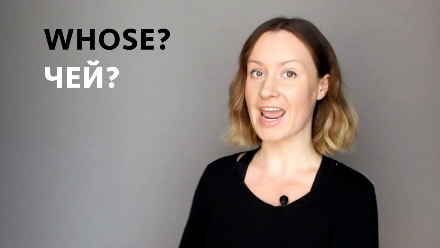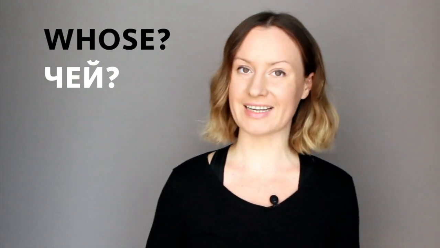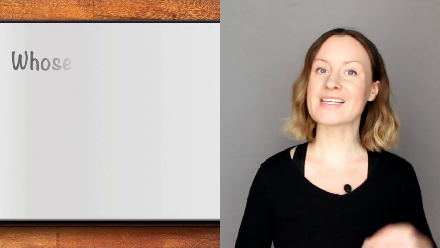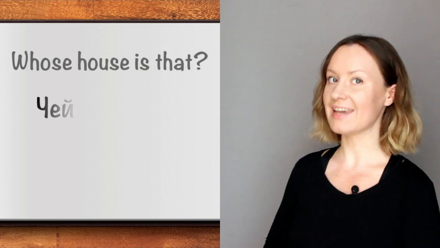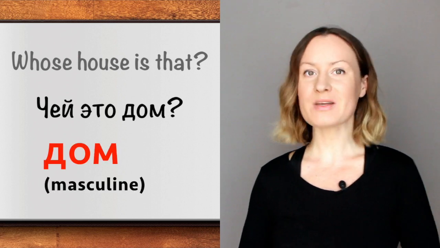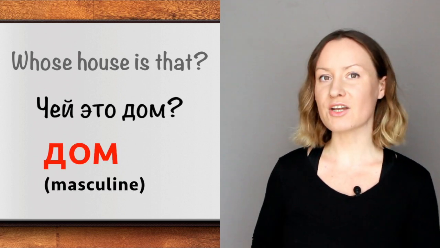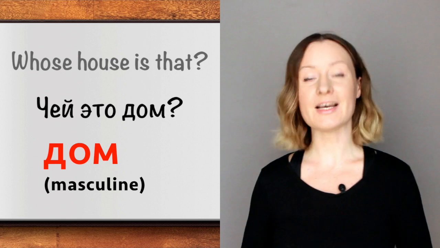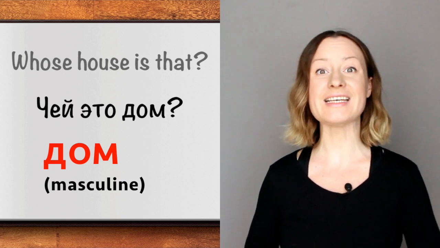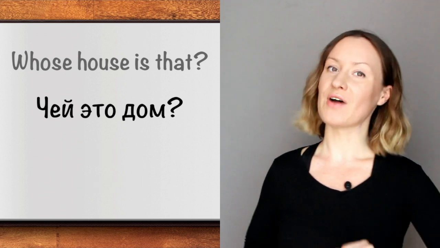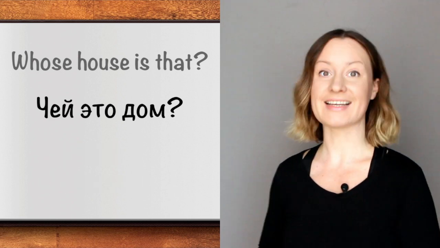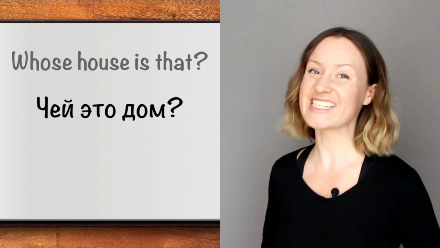So for example, chey is the form for masculine. For example, if you want to ask whose house is that, in Russian it would sound something like чей это дом. Dom in Russian is masculine. The termination is a consonant, no vowel. So when the termination of a noun is a consonant, it's usually masculine. So I repeat again, чей это дом, whose house is that?